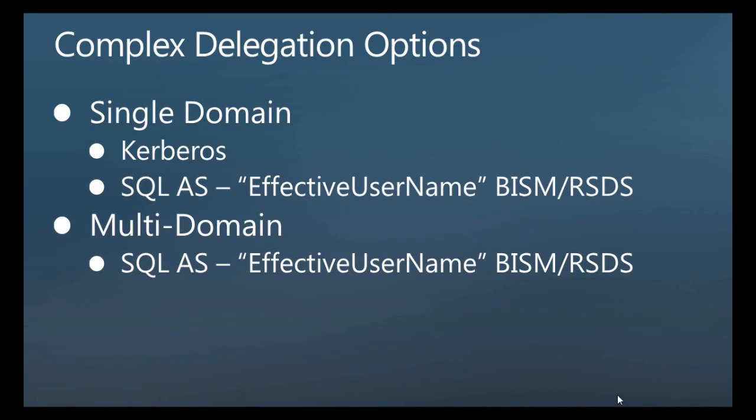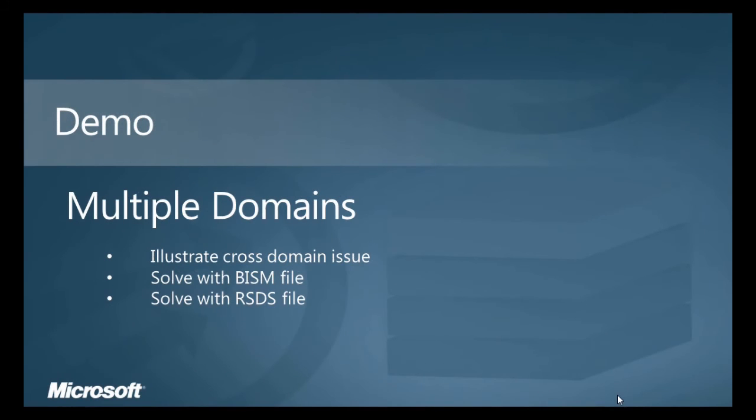Now, if we have multiple domains and we have to delegate identity across that boundary, then our only option available to us at this point, if we're connecting to SQL Server Analysis Services, is to use again the BISM and RSDS file so that we can pass the effective username. So now let's take a look at a demo of how we can overcome some of the multi-domain issues using either a BISM file or RSDS file.